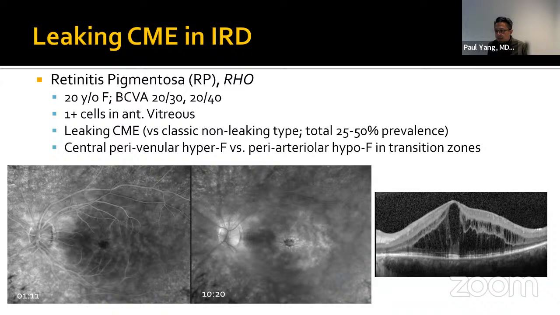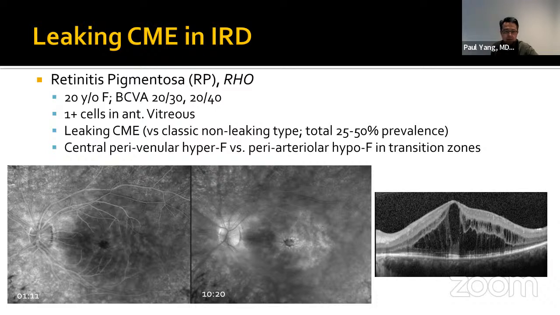Now, one of the most common things that you will see in inherited retinal degenerations, especially retinitis pigmentosa, is leaking cystoid macular edema. So shown here is a patient with RP, retinitis pigmentosa, due to a mutation in rhodopsin, one of the most common types of dominant RP.